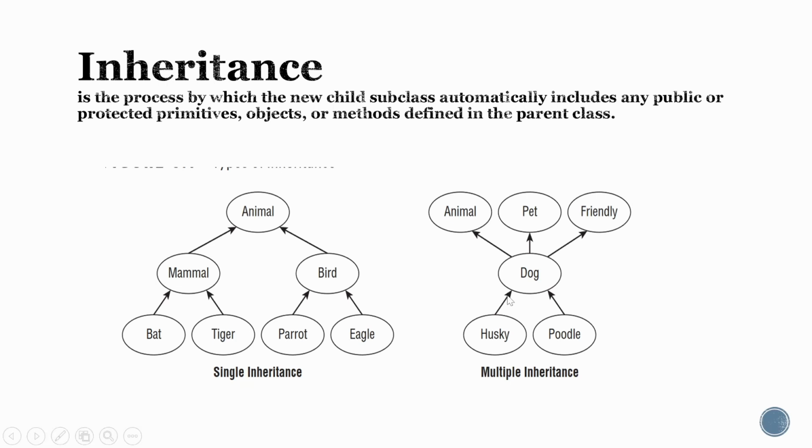Now at this side I have something called the dog class. Dog can be a subclass of animal, of pet, of friendly, and then husky, and it can be poodle. If you look at it, this dog class is basically going to have multiple inheritance, meaning I am going to have more than one parent class.